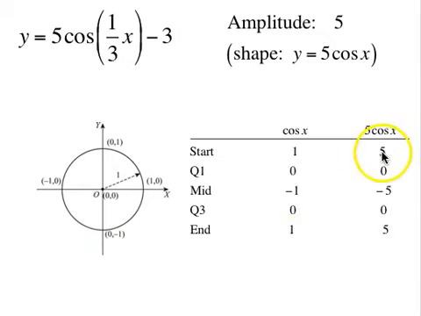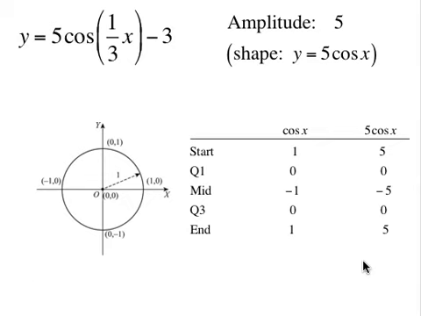But we need 5 cos x. So the starting point is 1, 5 cos x, 5. Quarter point is 0, 5 times 0 is 0. -1, 5 times -1 is -5. Third quarter, 0 again, 5 times 0 is 0. Ending point, 5 times 1 is 5. So here's where we're going to go.